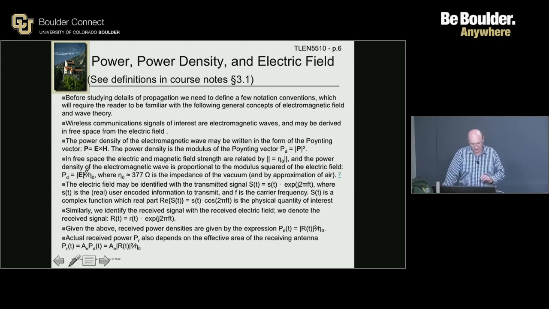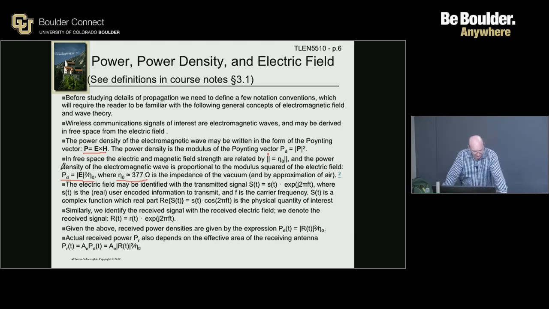So, in other words, the spatial power density is given by the Poynting vector, which is the cross product of E and H. In this case, when H is just E over eta 0, the modulus of the Poynting vector is just the modulus of E squared over eta 0. Does that make sense? The Poynting vector gives you the spatial power density at a given point.